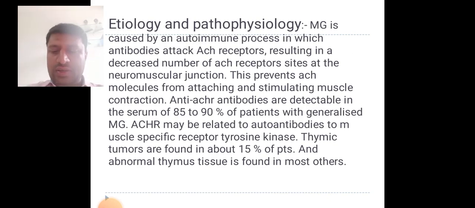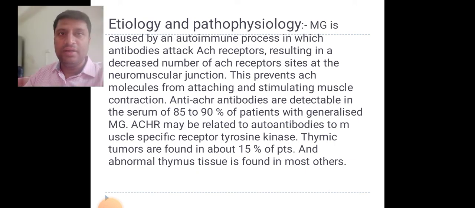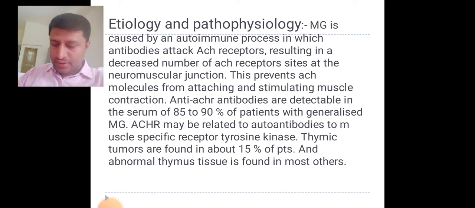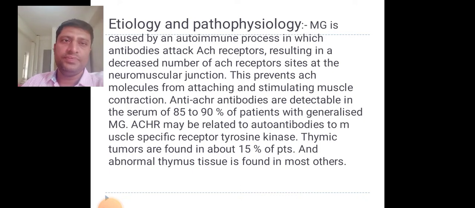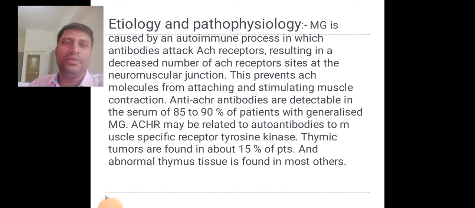Next, if we see the causes and pathophysiology of myasthenia gravis. Myasthenia gravis is caused by an autoimmune process in which antibodies attack acetylcholine receptors, resulting in a decreased number of acetylcholine receptor sites at the neuromuscular junction. This prevents acetylcholine molecules from attaching and stimulating muscle contraction.